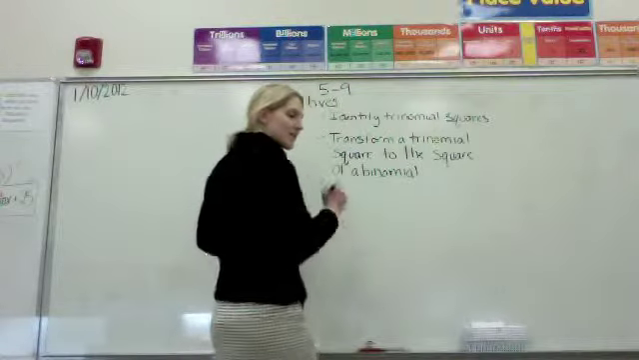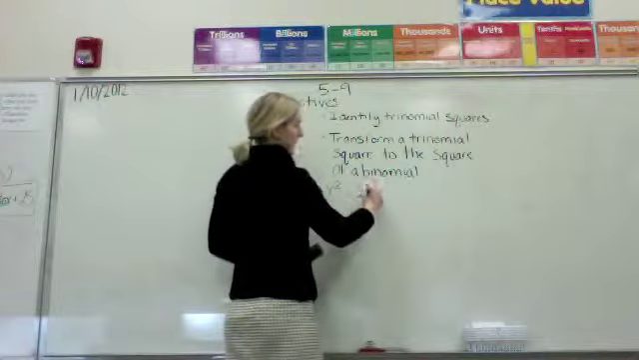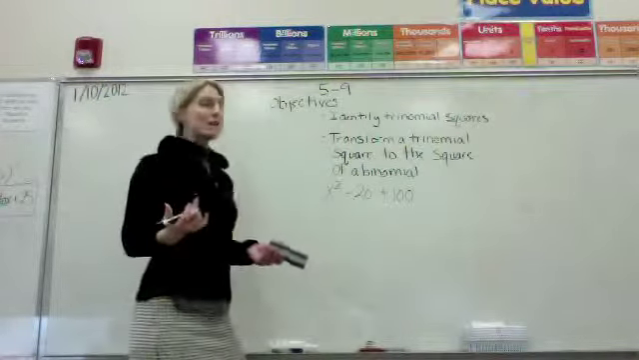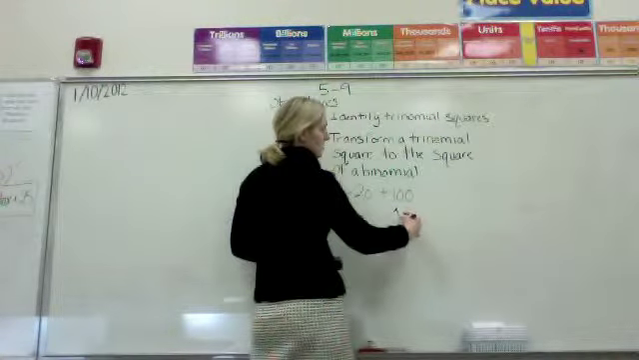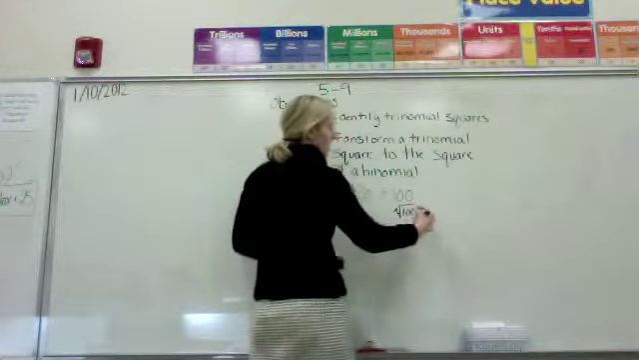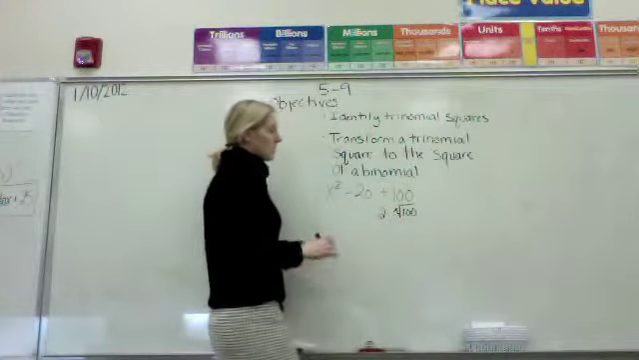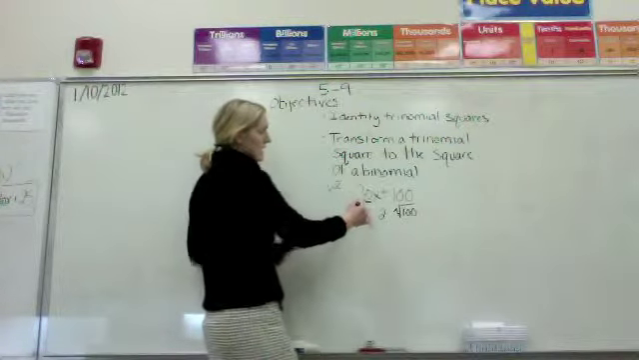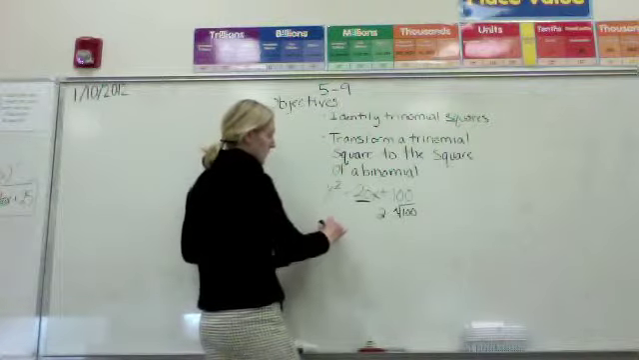Suppose I have x squared minus 20x plus 100. First, I need to identify if it's a trinomial square or not. So I'm going to take the square root of that third term. Square root of 100 is 10. 2 times the square root of 100 is 20. And that is the coefficient of that middle term. So yes, this is a trinomial square.